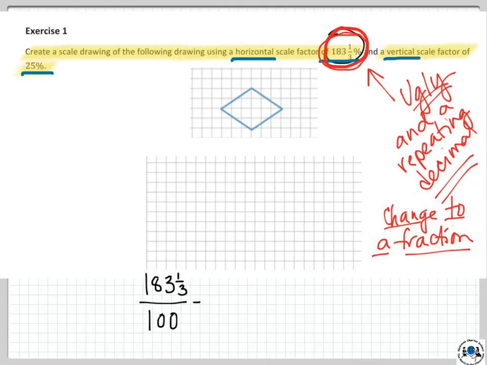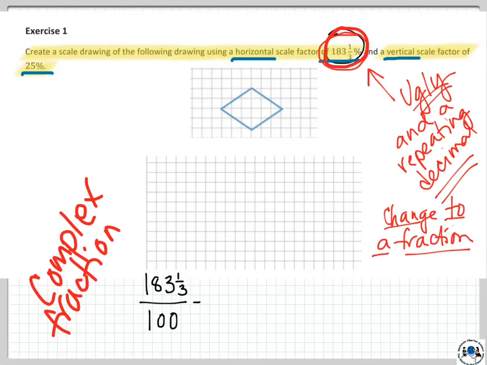So I first put 183 and 1/3 over 100. Again, this is what we've come to know as a complex fraction. This is back from, I think, the first module as well. A complex fraction is when you have a fraction over a number or a fraction over a fraction, which is something we weren't used to, but hopefully you do remember that. So I started there.